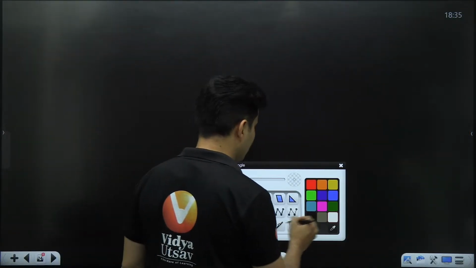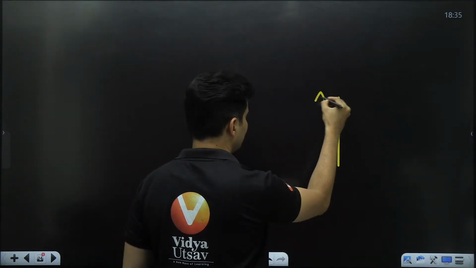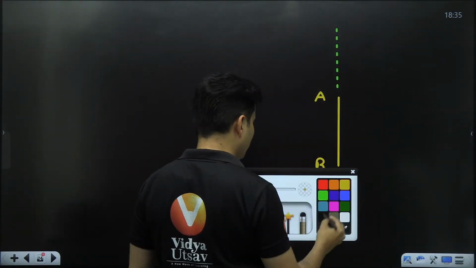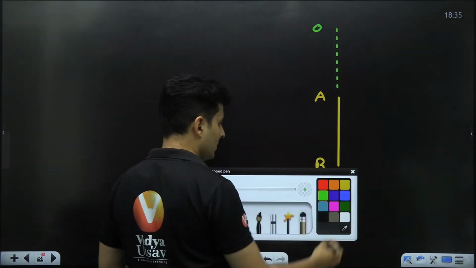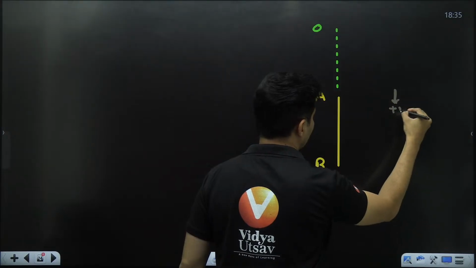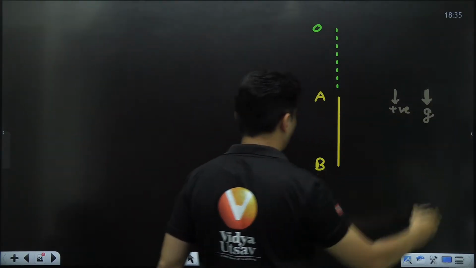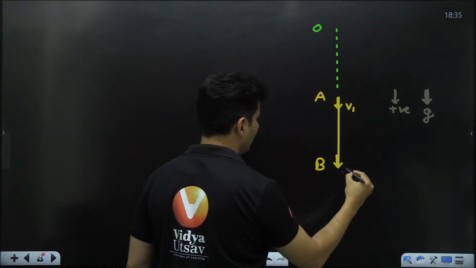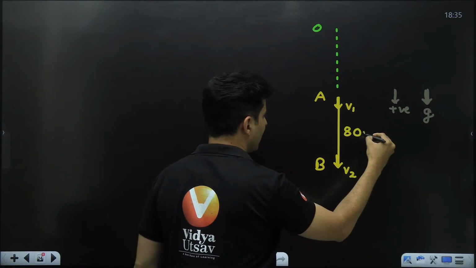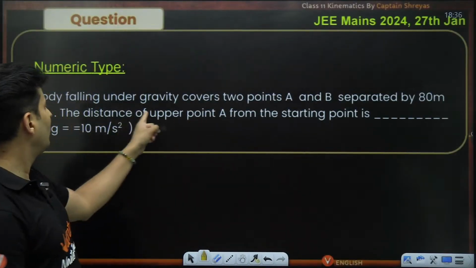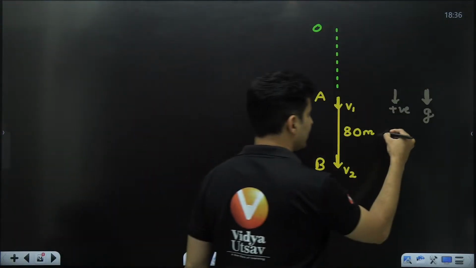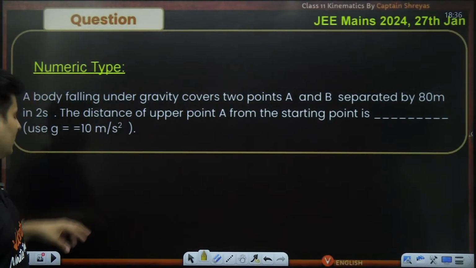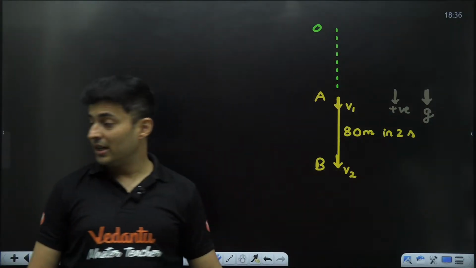So imagine this. These are the two points. Let's say this is A, and this is B. We can call the starting point O. Throughout the journey, let me take the downward direction as positive. Acceleration due to gravity is also downward. At point A there will be some velocity which I do not know, I will call it v1. At point B it will be some velocity v2. This distance is 80 meters, covered in 2 seconds. So the question is, what is the distance between A and the starting point?